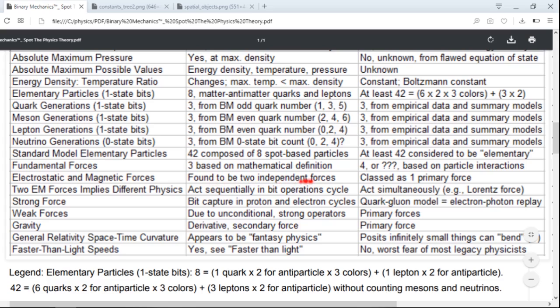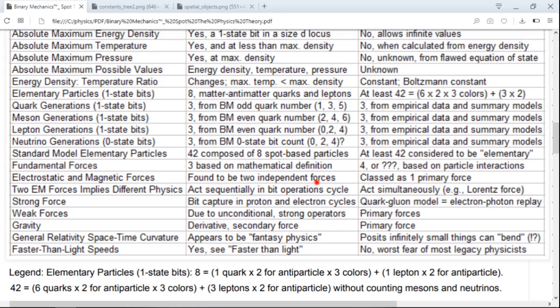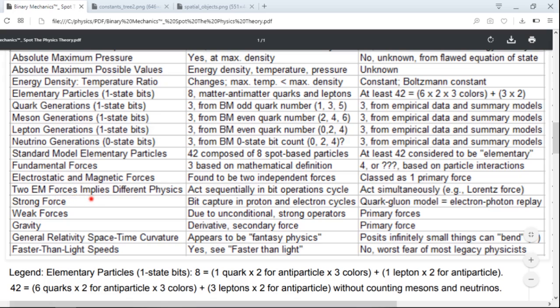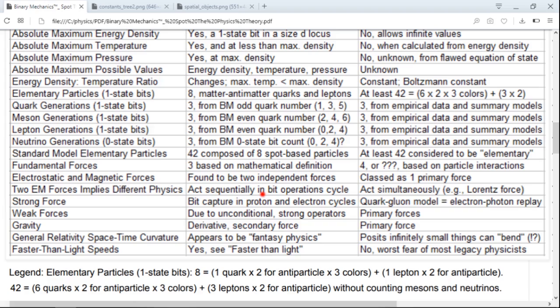The fact that we've got 2 independent forces is extremely important because they're applied in a certain order, and that order determines the effects that will be seen in the time development of the system state. In other words, this particular point here is crucial in order to have correct time development of system states in physics. The 2 EM forces implies different physics. They act sequentially in the bit operation cycle, whereas, for example, in the Lorentz force in the classical treatment, they act simultaneously, which is going to give you different results.